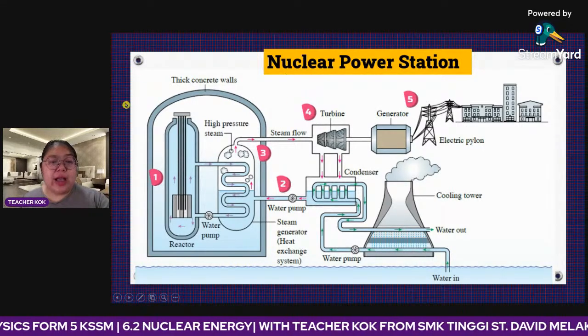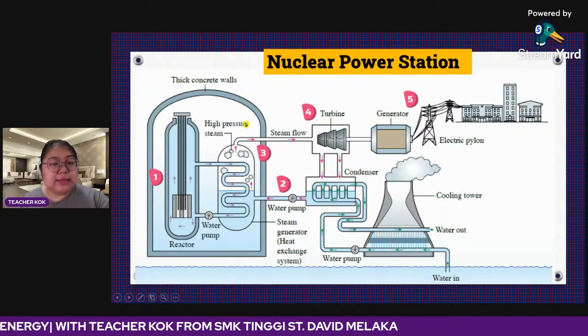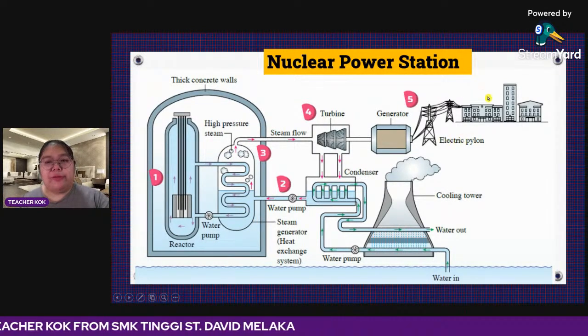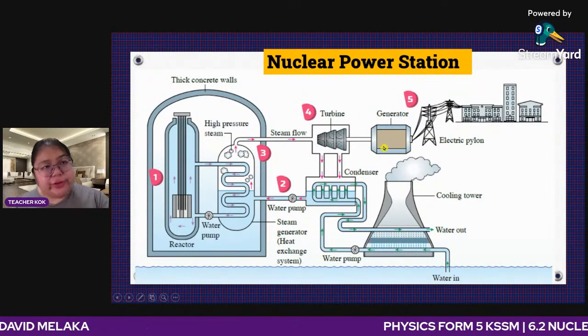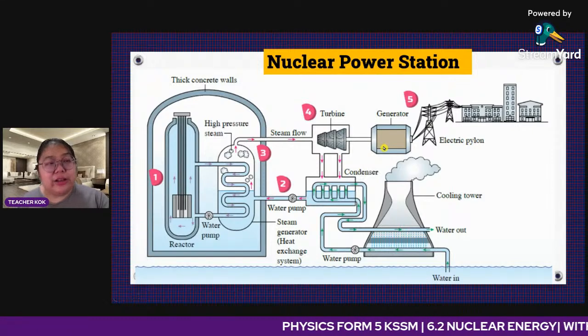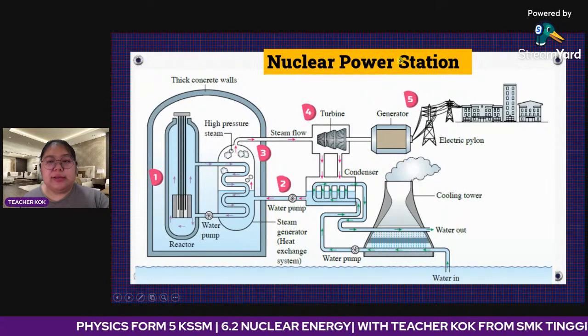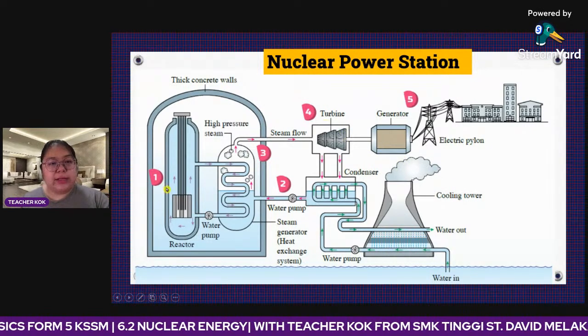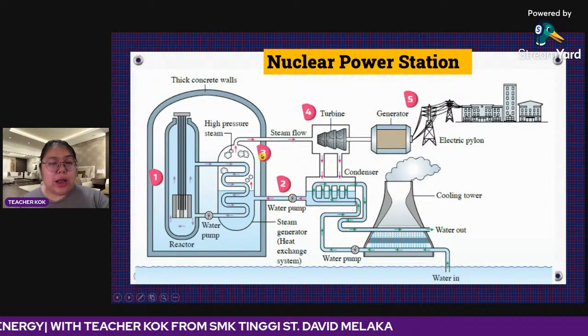This is a reactor, that means the nuclear reactor. For the nuclear fission to happen, it must be in this part. Then 4 and 5, this is another part called the generator. That means later they can generate the electricity. So from here, we first explain parts 1, 2, and 3.